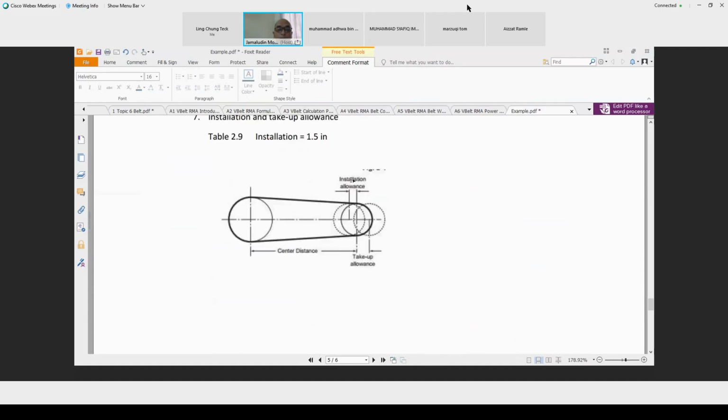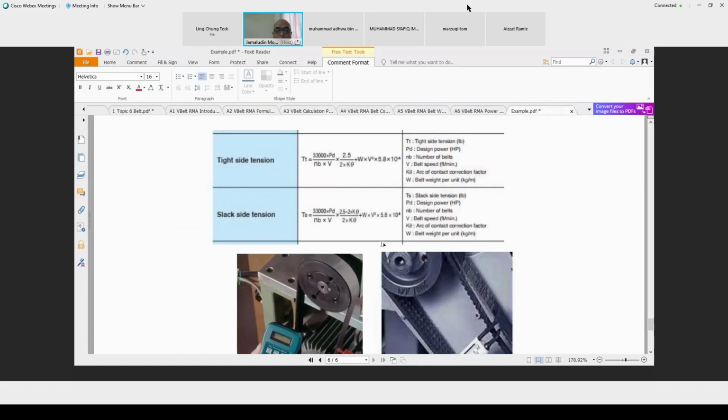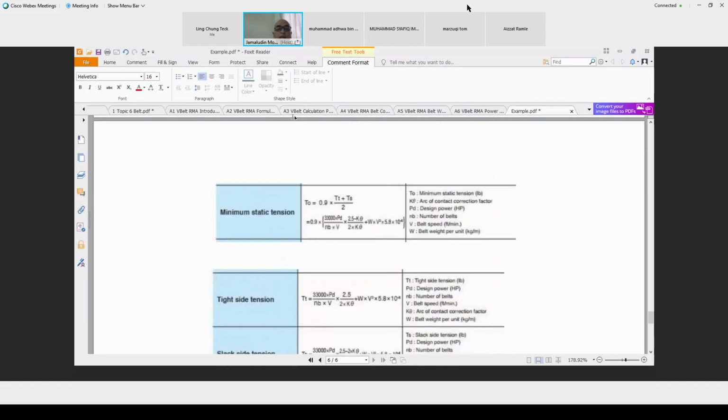That means the pulley is going to be 1.5 to 2.5 there. So let's say here 1.5 is going to be 2.5 inch. And we hopefully can move from 1.5 to after going to be 2.5. Okay, and can you see there is a formula here? I just covered one formula there. It's the minimum static tension.